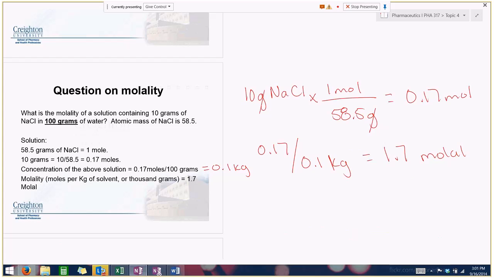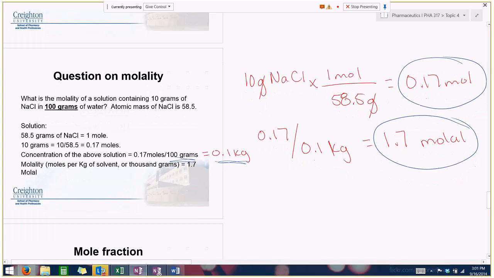Molality was pretty simple. I turned my 10 grams of sodium chloride into moles over here, and then I turned my 100 grams into kilograms, and then I just divided, and so my answer was 1.7 molal. Like I said, that's pretty simple as long as you remember to change everything into kilograms and moles. Otherwise, if you divide it by 100 grams, you will get the wrong answer.